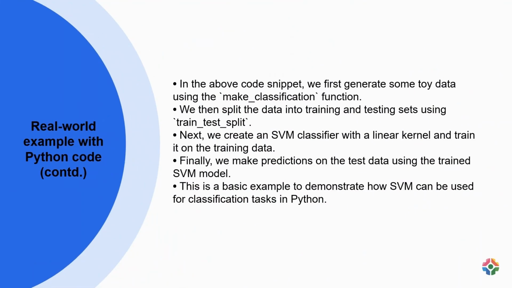The provided code snippet illustrates a basic implementation of support vector machine SVM for a classification task in Python. 1. Toy data is created using make_classification function. 2. Data is partitioned into training and testing sets using train_test_split. 3. An SVM classifier with a linear kernel is instantiated and trained on the training data. 4. Predictions are made on the test data utilizing the trained SVM model. This example showcases a fundamental workflow of applying SVM for classification tasks by generating synthetic data, splitting it for training and testing, training an SVM model, and making predictions on unseen data.